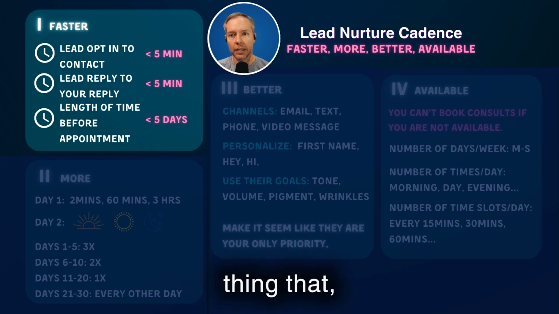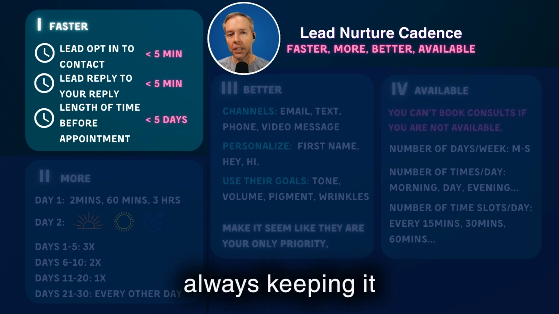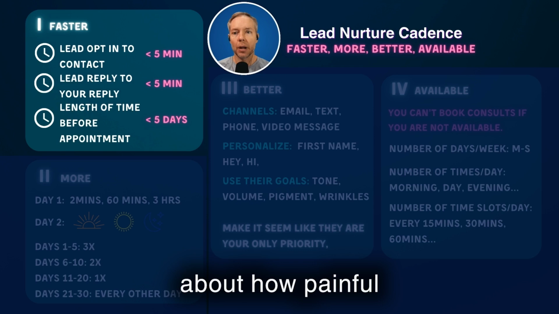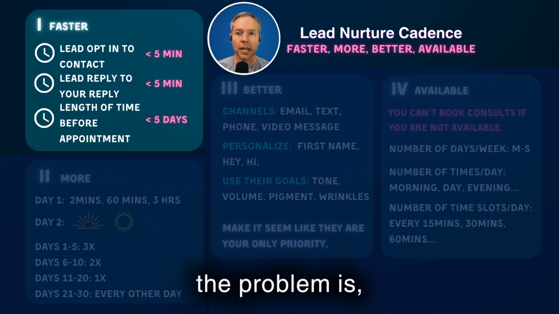Okay, the next thing with regards to faster is how far out in a calendar their bookings are. If you're booking somebody or allowing them to book a month away, life is going to change their priorities between when they book and when their appointment happens. So I suggest always keeping it less than 5 days so that you can have that conversation. Otherwise, people will get busy. It will go down on the priority list. Their feelings will change about how painful the problem is, and they won't show up for their appointment. So keep it less than 5 days.